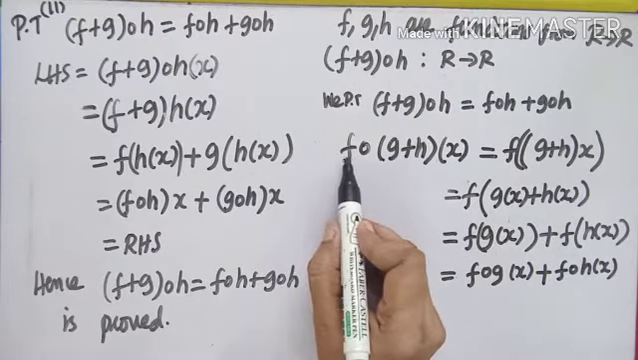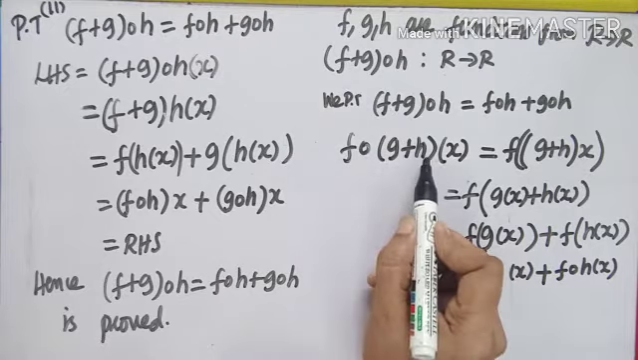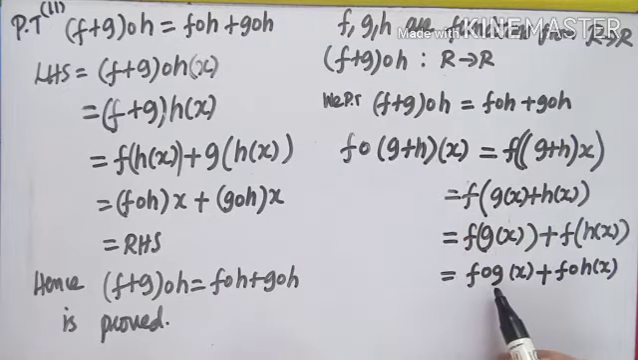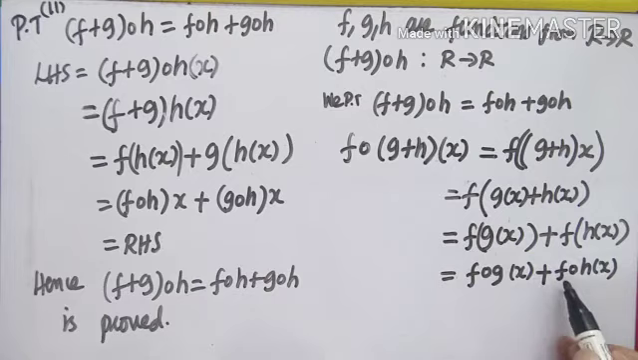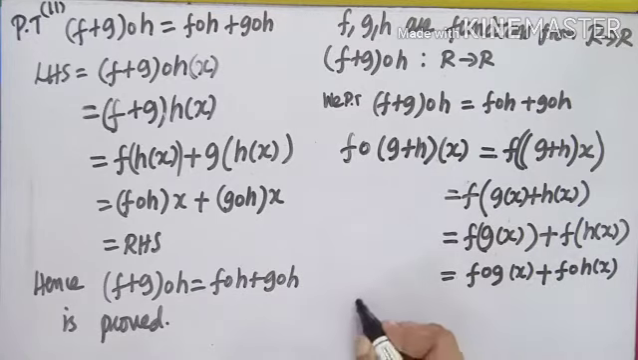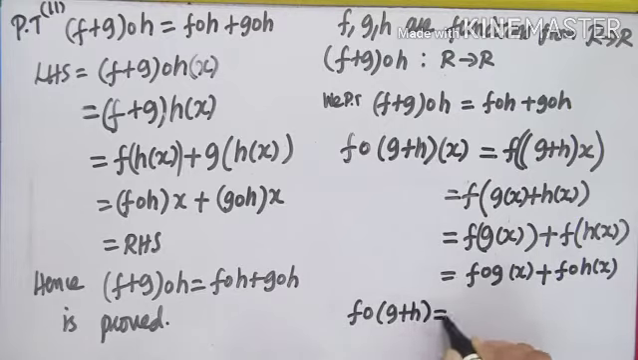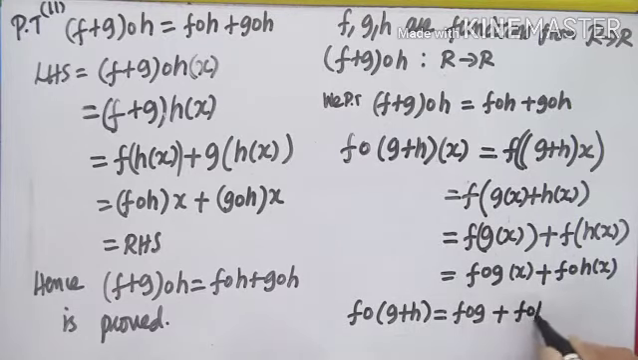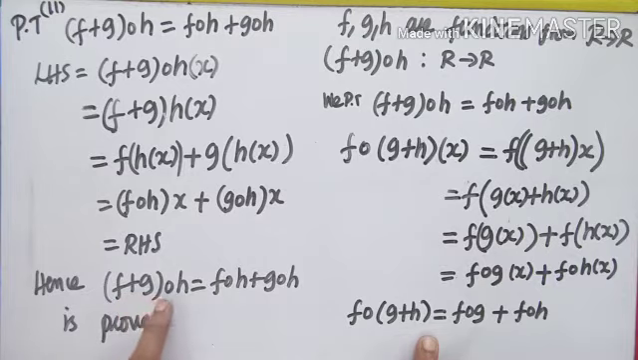So we started with f∘(g+h) and ended with f∘g + f∘h. So let us write f∘(g+h) equals f∘g + f∘h. Are they equal? Here it is plus first, composition second. Here it is composition first, plus second.